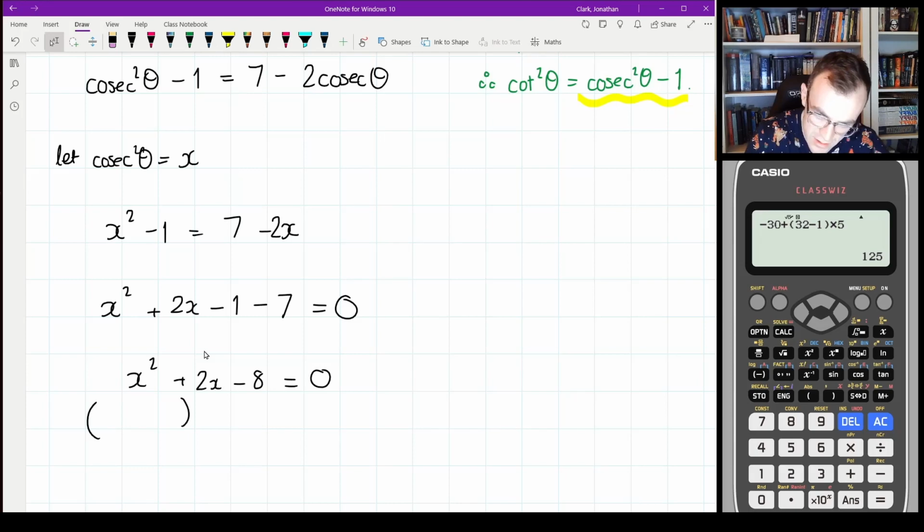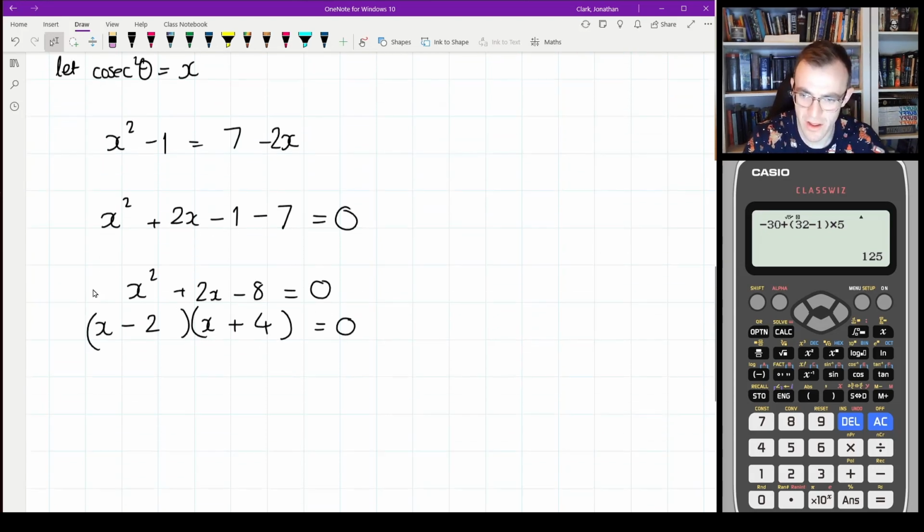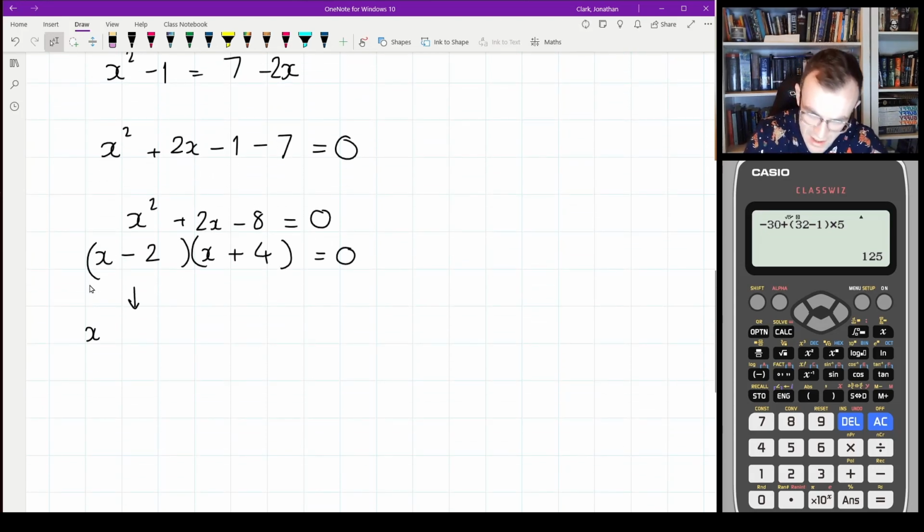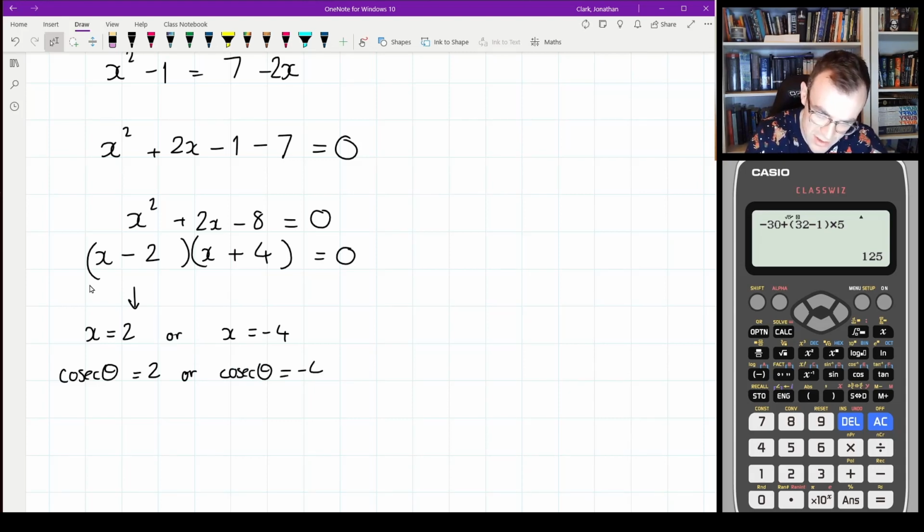And I think I can double bracket this. Let's see, the two numbers need to multiply to make minus 8 and add to make plus 2. That's going to be plus 4 in one bracket and minus 2 in the other. So this tells me that X is 2. This tells me that X is minus 4. And since X was equal to cosec, I can change this back. So cosec theta is 2, or cosec theta is minus 4.